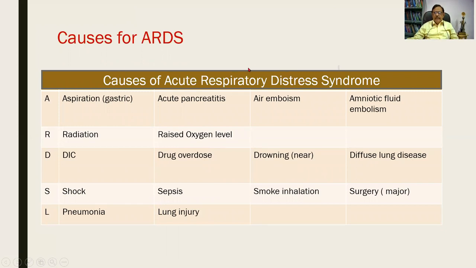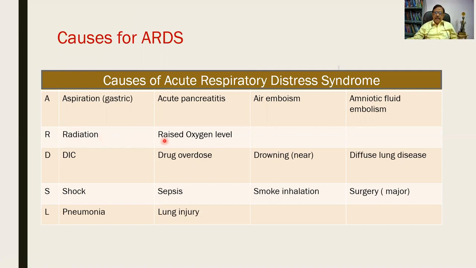This is a mnemonic I picked up from the net. I think it will be useful for you people. What are all the various causes for acute respiratory distress syndrome? ARDS, to which we can add pneumonia, ARDS of the lung. So it can be aspiration, acute pancreatitis, air embolism, amniotic fluid embolism, all A's.